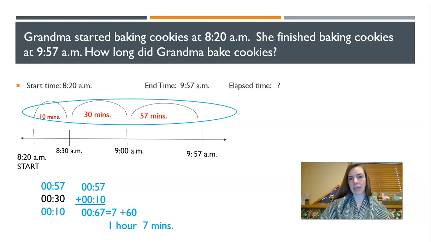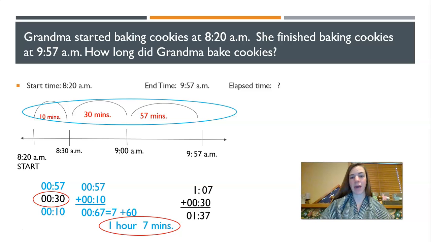So I'm still not done yet though, because I left that 30 there. So I need to take that 30, I'm going to circle it in red. I need to circle my hour and 7 minutes, and I need to finish putting those together. So I'm going to add them together. An hour and 7 minutes plus 30 minutes is going to be a total time of 1 hour, 37 minutes. So how much time elapsed? An hour and 37 minutes.